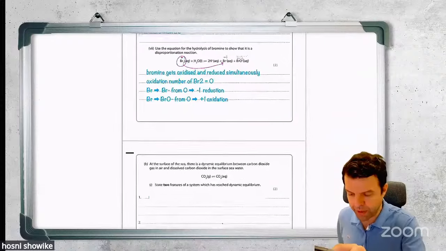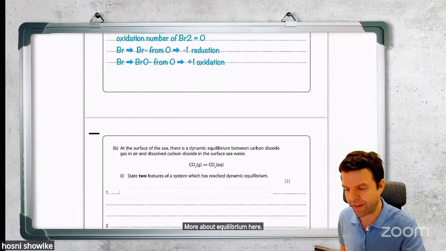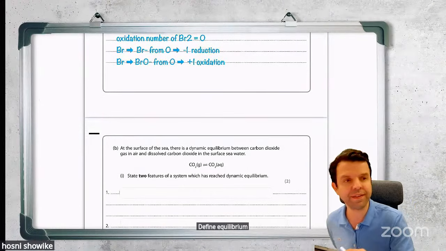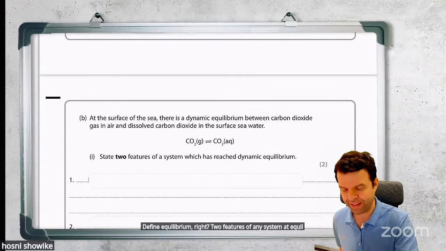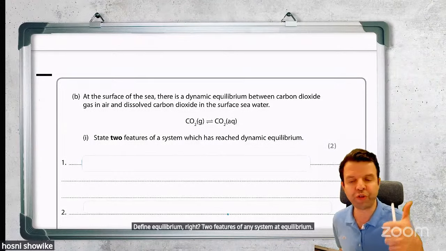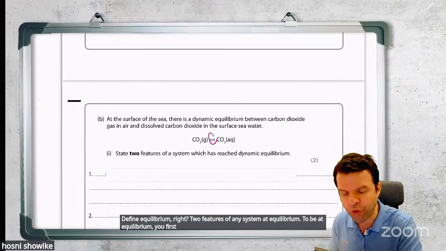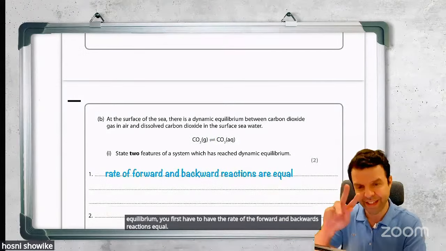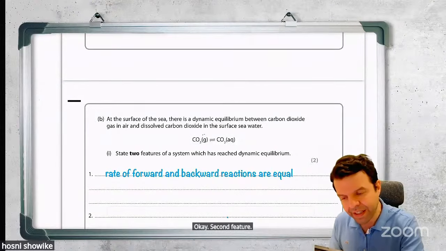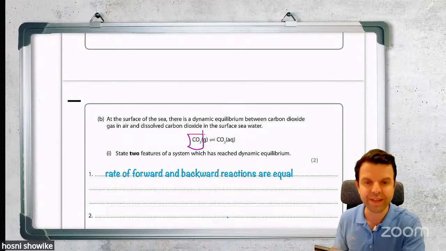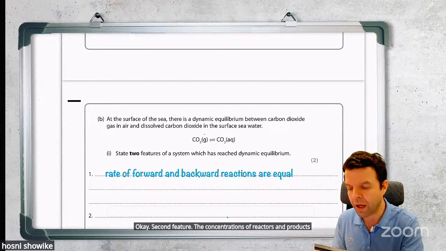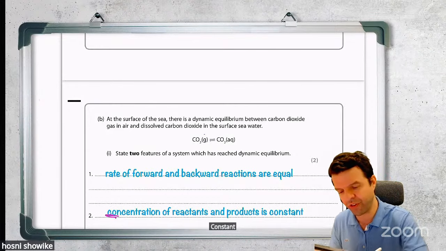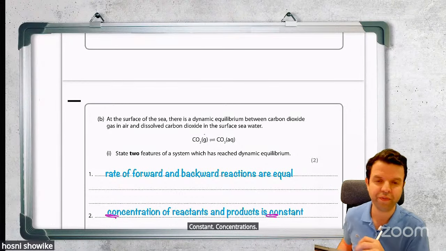More about equilibrium here. I said define equilibrium, right? Two features of any system at equilibrium. To be at equilibrium, you first have to have the rates of the forward and backward reactions equal. Okay? Second feature, the concentrations of reactants and products must be, you don't say equal here, you say constant. Concentrations are constant.